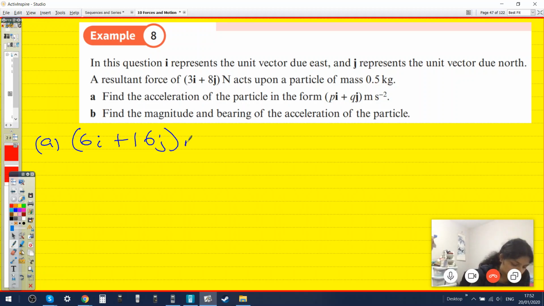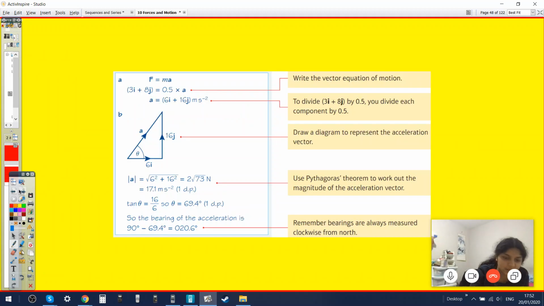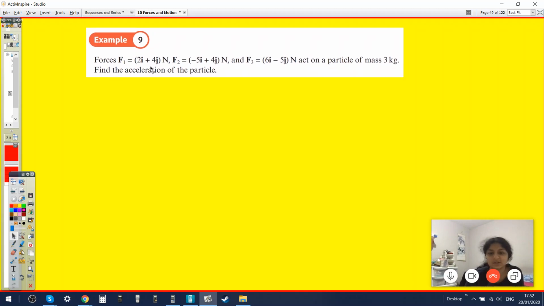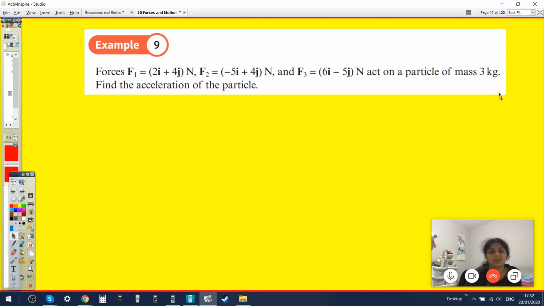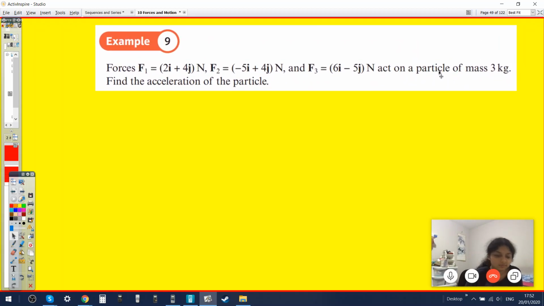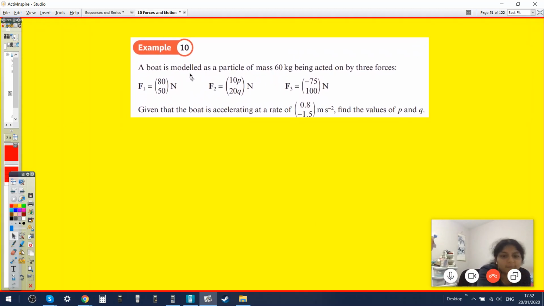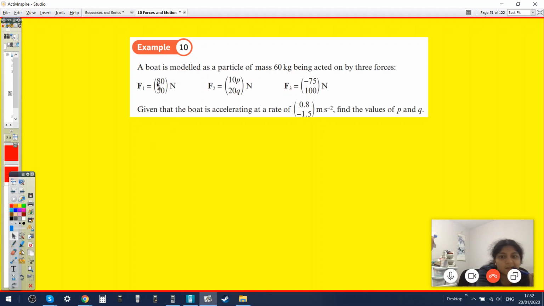And then how do you get magnitude and bearing? Magnitude is the square root of 6 squared plus 16 squared. Yeah, draw a triangle. Same thing. Add them all together. Yeah, that's fine. Okay.